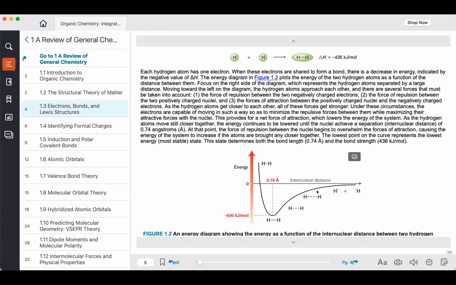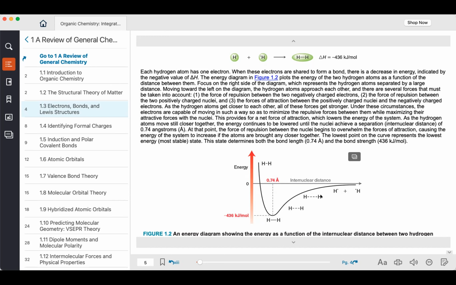As the two atoms get closer together, you start having forces such as attraction between the positively charged nucleus and the negatively charged electron on the other atom. That force starts to get stronger, as does the force of repulsion between the two electrons, which is considerable, and the repulsion of the two protons with each other. Because the electrons are negatively charged, those two negative charges repel each other, and the two nuclei are positively charged, and those charges repel each other.